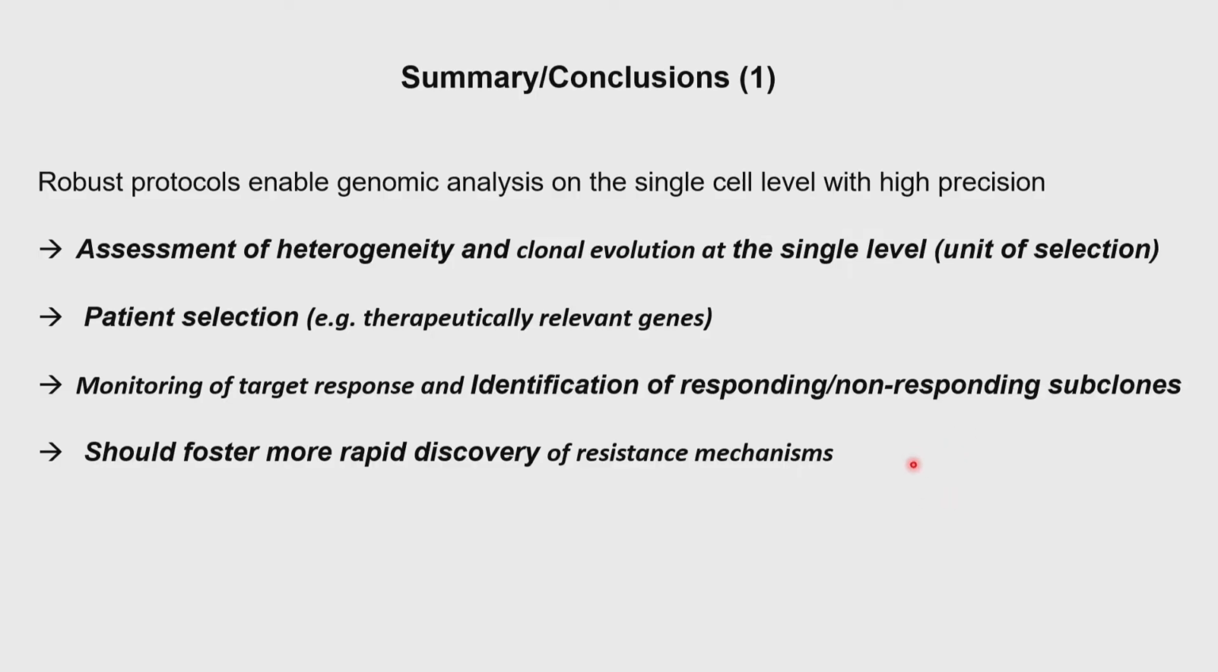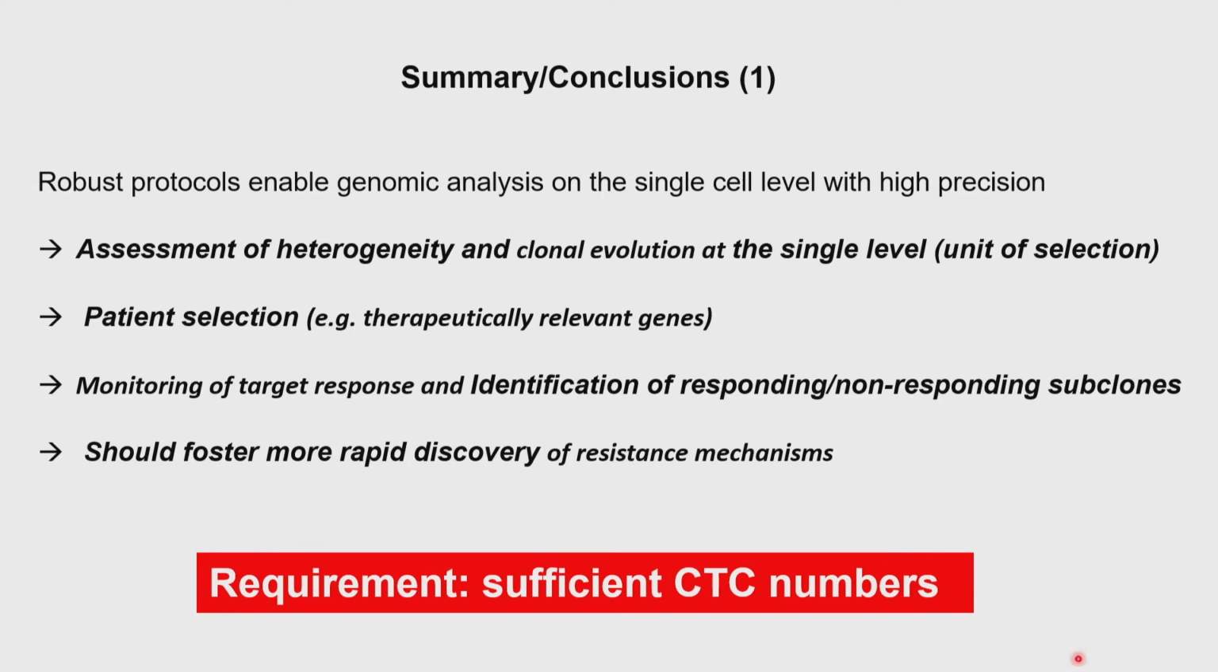And I think also taking into account the whole literature that is existing, we have robust protocols to investigate these few cells that we can identify in the blood. We can assess the heterogeneity. And this was, I think, the work by Andre Franken did show that also a patient selection could be possible. However, the big problem with the CTCs is that you need to have sufficient CTC numbers.